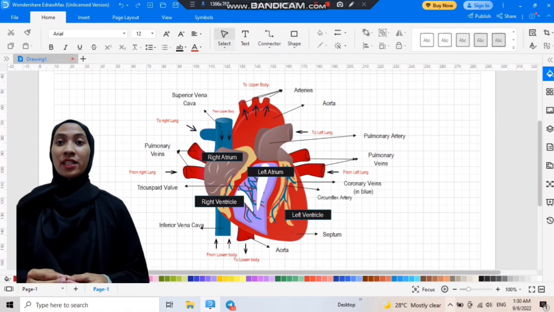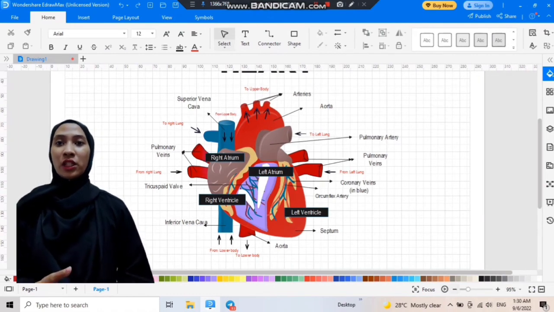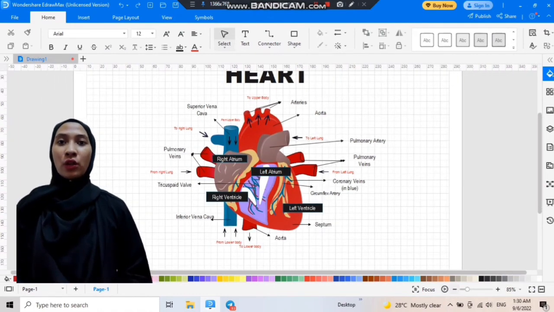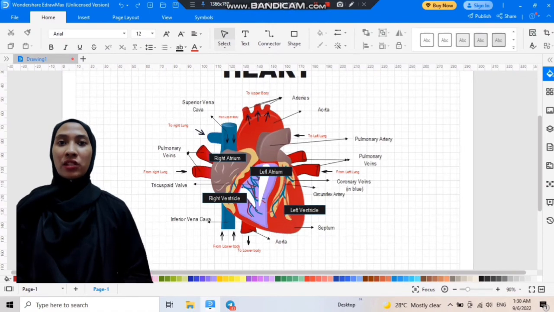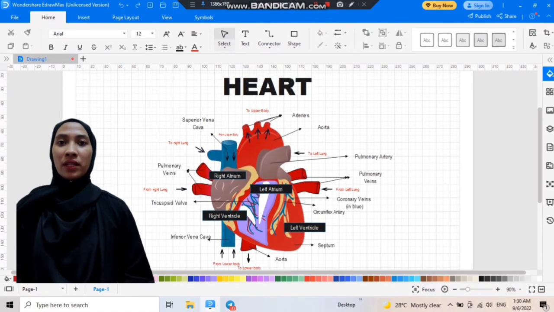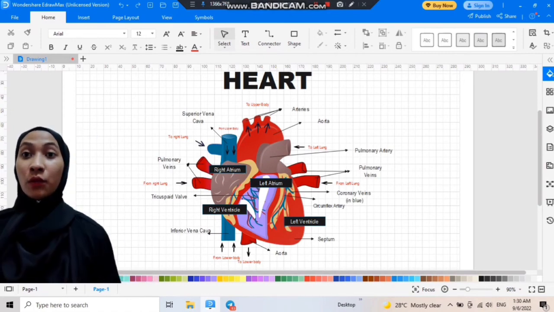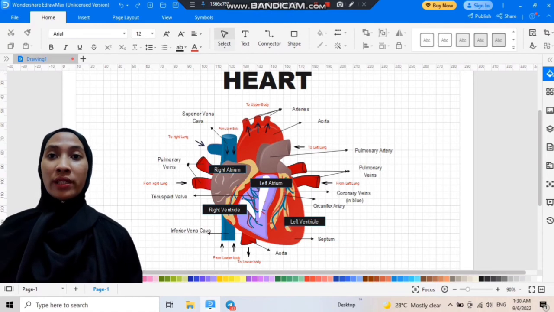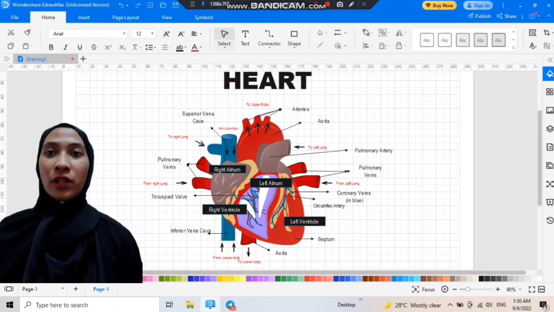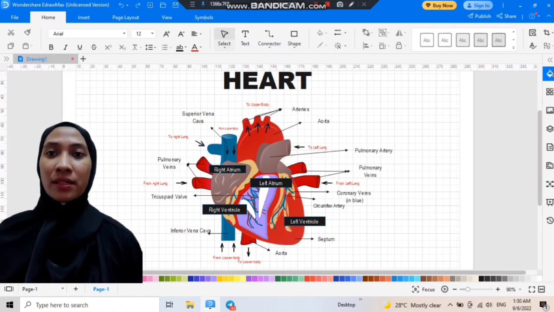So we go to the heart chambers. Our heart is divided into 4 chambers. We have 2 chambers on the top, the atria, and 2 on the bottom, the ventricles, 1 of each on each side of the heart. We can see the right atrium, right ventricle, left atrium, and left ventricle.